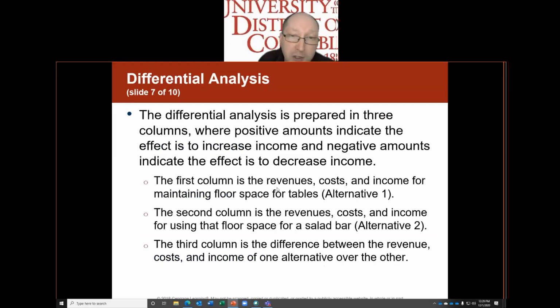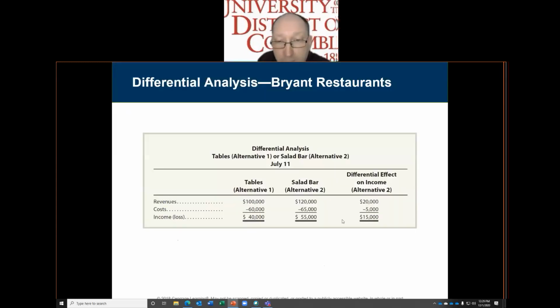So looking at the differential analysis, there are 3 columns. The first column is revenue, cost, and income. The second column is revenue, cost, and income for the second alternative. The third column is going to be the difference between the 2. So column 1 is alternative 1. Column 2, alternative 2. Column 3 is the difference. So revenue minus cost equals income, alternative 1. Revenue minus cost equals income, alternative 2.